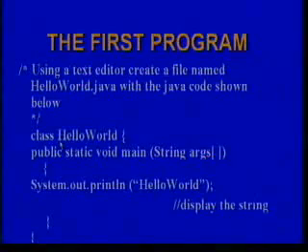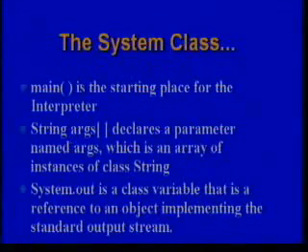But the point we are making is that any program has to be written in the form of one class or a number of other classes. Now here are some explanations about this. What about this System class? The main method is the starting place for the interpreter. When it starts running any program, the system always looks for the main method.